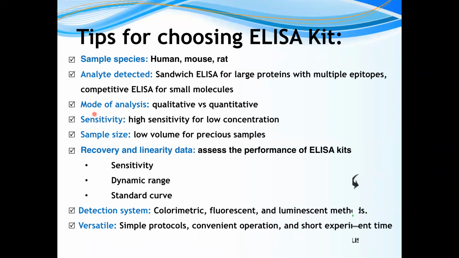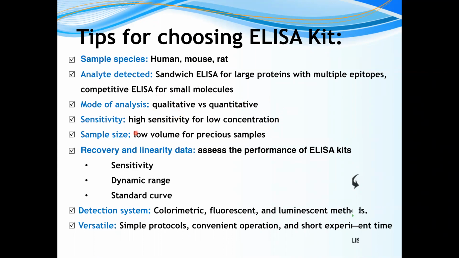Then it is important to know what mode of analysis we want to achieve. ELISA is a tool that can be used for both quantitative and qualitative detection. So we want to determine whether we want to achieve qualitative or quantitative detection. Based on that, we can choose the ELISA kit of our interest.